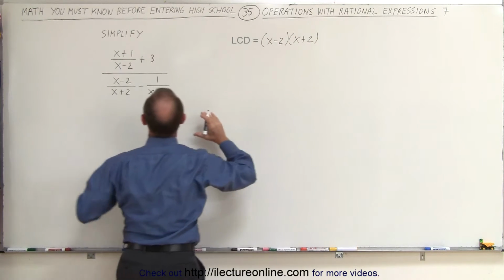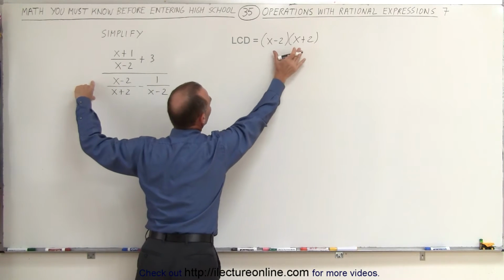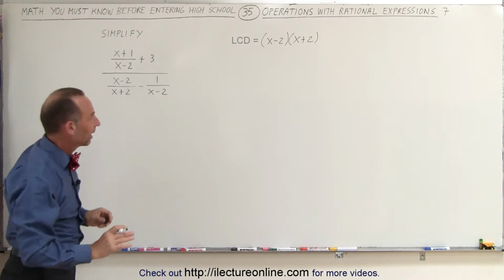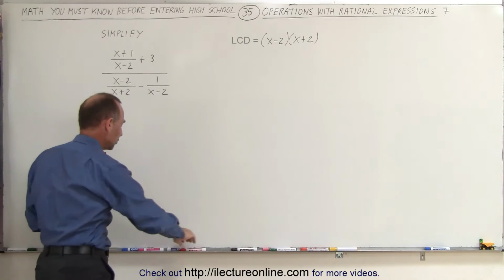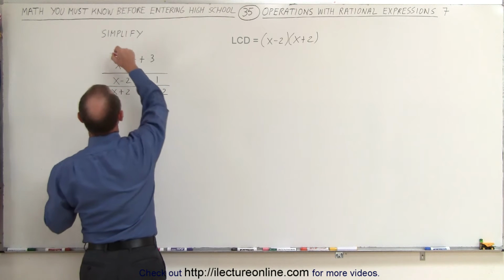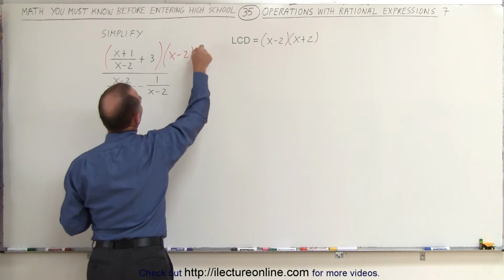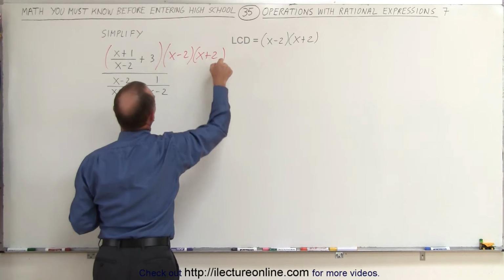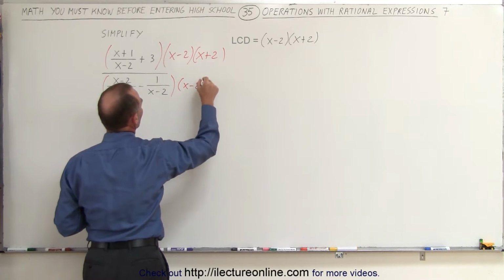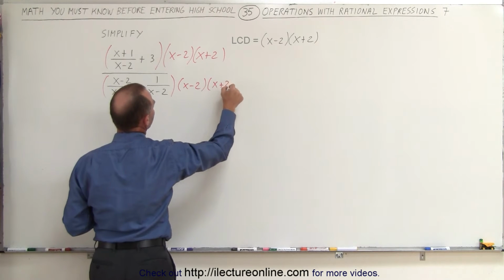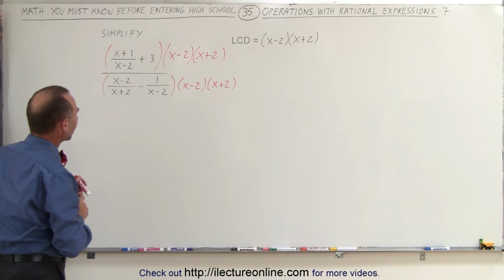So what we're going to do is multiply the numerator and the denominator by the smallest common factor of all the denominators. That makes it a lot simpler of an expression. So we multiply the numerator by x minus 2 times x plus 2. And of course, we have to do exactly the same to the denominator, x minus 2 times x plus 2. When we do that, we get rid of all the denominators. That's the way to eliminate those.